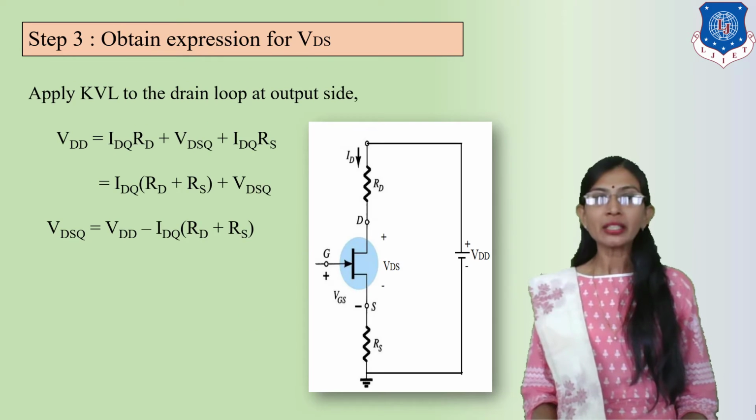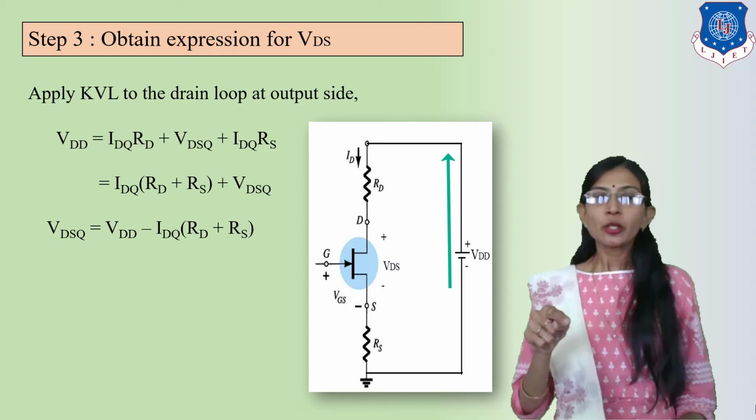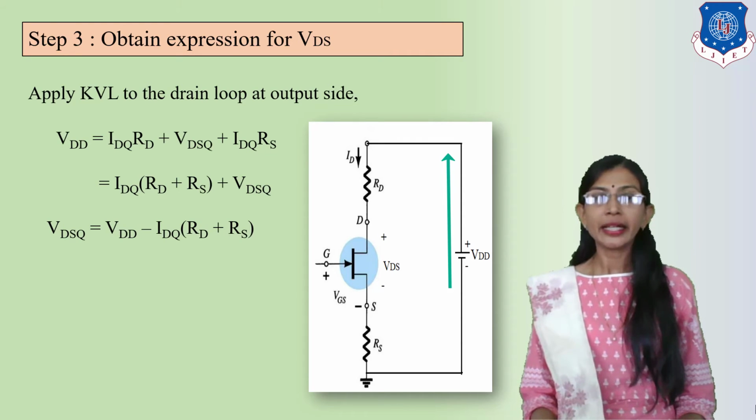So now let me start with step number 3. Here we will obtain the expression for VDS. And what is VDS? That is the output voltage across drain and source. So we will have the final equation, that is KVL, in the drain loop. What is the drain loop? The output loop. So let's start with the output loop. Write down the KVL, that is VDD minus IDRD.